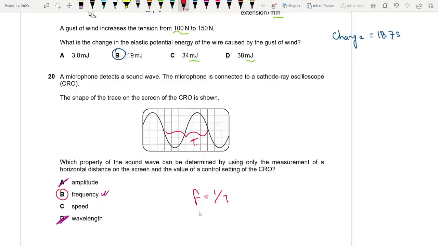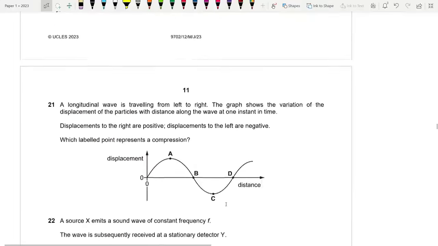So from the CRO, you can either directly find out from the vertical distance the amplitude or the voltage, and from the horizontal distance the time period, with which you can find out the frequency, right?